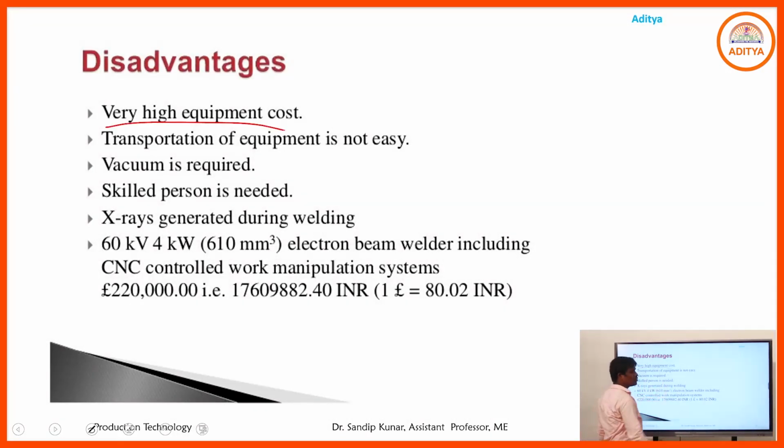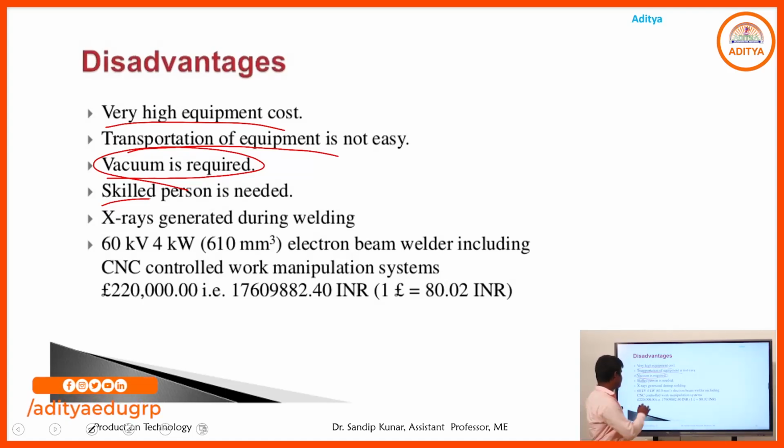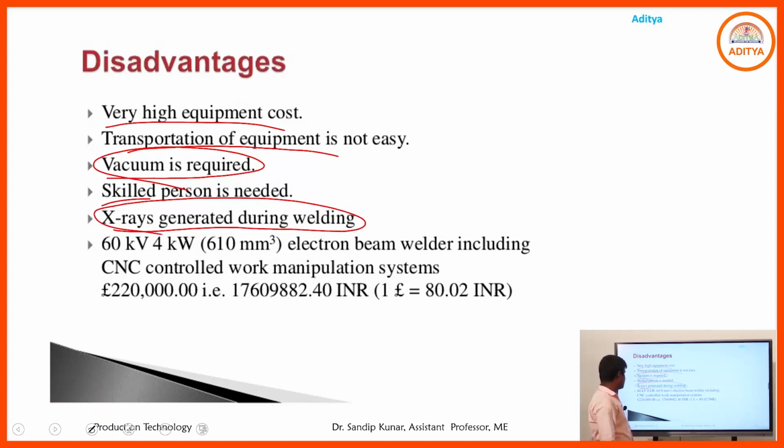What are the disadvantages? Very high equipment cost. The equipment cost of an electron beam welding setup is very high. Transportation of the equipment is not easy, because it is very costly equipment, so transportation is also very difficult. Vacuum is required, which is also an important part of the process. A very skilled person is required for handling the electron beam welding process. X-rays are generated during welding, so we take care of that also.